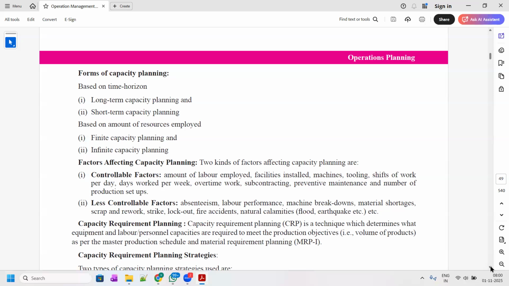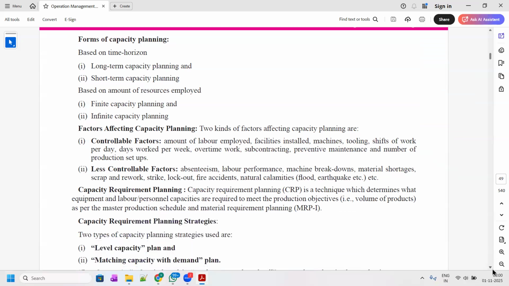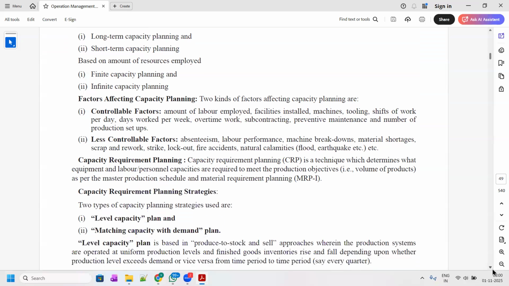There are basically two kinds of factors: controllable factors, and uncontrollable or less controllable factors. Less controllable factors are those which you can control only to a certain extent, and they include absenteeism, poor labor performance, machine breakdown, strikes, material shortage, natural disasters like flood or earthquake, and accidents. Those things come under less controllable factors, which you cannot control much, and as an HR or a manager, you cannot control more.